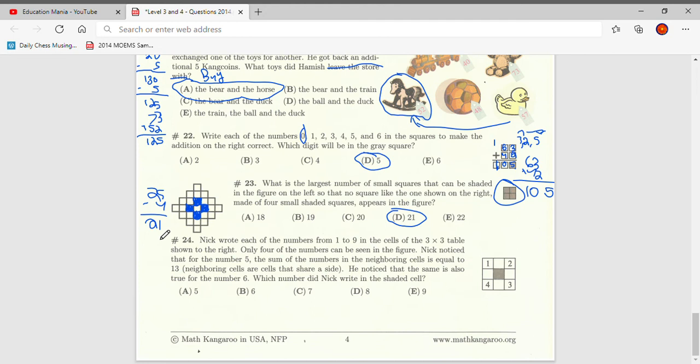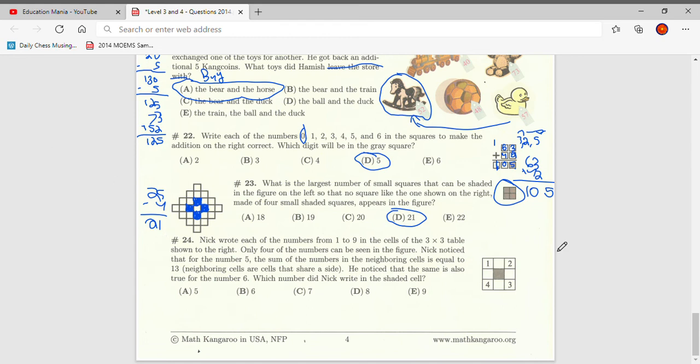Nick wrote each of the numbers from 1 to 9 in the cells of the 3 by 3 table shown to the right. Only 4 of the numbers can be seen in the figure. Nick noticed that for the number 5, the sum of the numbers in the neighboring cells is equal to 13. He noticed that the same is true for the number 6. Which number did Nick write in the shaded cell?